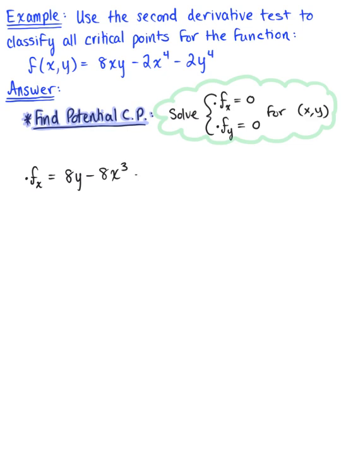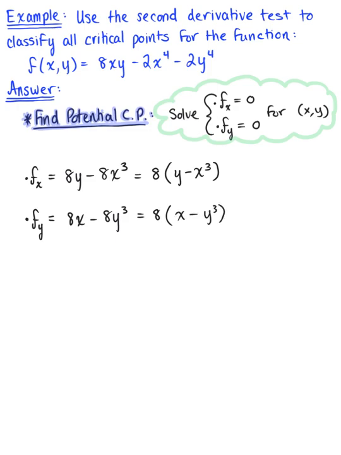Now notice here we have a greatest common factor of 8. So I'm going to pull that 8 out. We now have 8 times y minus x cubed. Beautiful! Now finding the first order partial derivative with respect to y, here we treat x like a scalar. So this is going to leave us with 8x minus 8y cubed. And again, we see that greatest common factor of 8, so we can factor that 8 right out. So we have 8 multiplied by x minus y cubed.